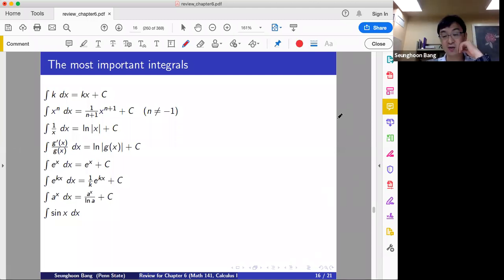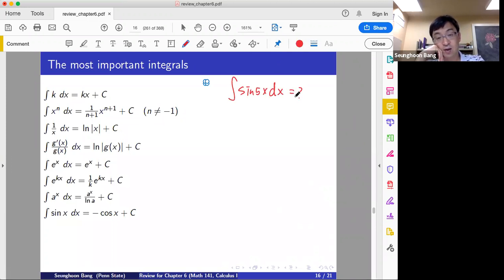The integral of sine x is, yep, I can slow down, okay. The integral of sine x dx is negative cosine x plus c. So do you know this one? What is the integral of sine 5x dx? Could you write your answer on the chatting board? The negative cosine 5x over 5 plus c. You're right. Always 1 over 5 times negative cosine 5x plus c.